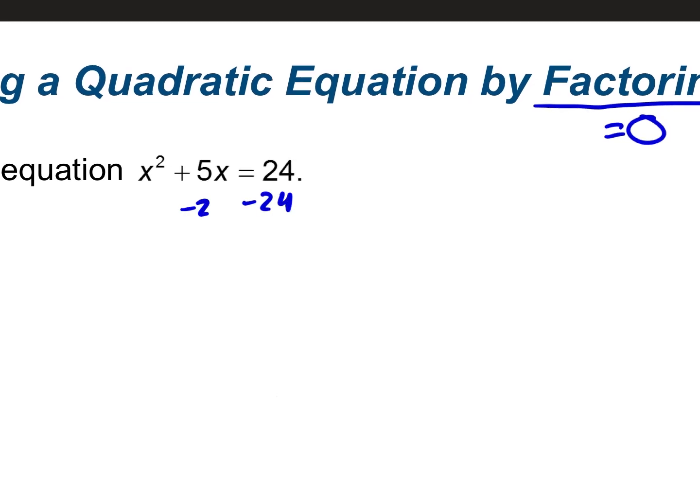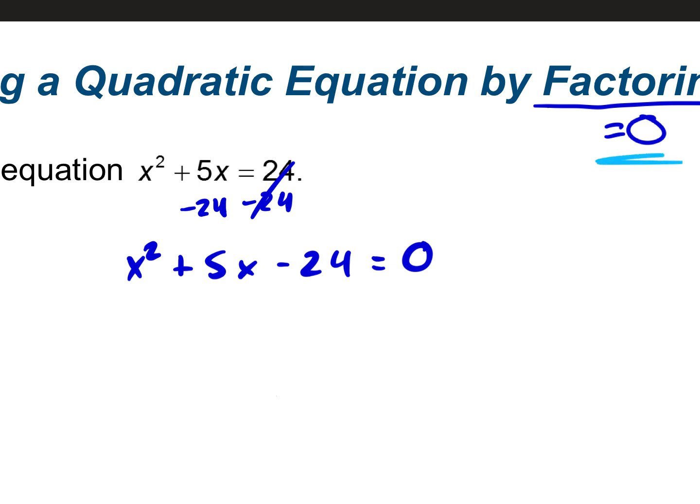Subtract 24. So let's put it in standard form. When we do that, we have x squared plus 5x minus 24 is equal to 0. Once it's in standard form and equal to 0, we can factor. So what are two factors of negative 24 that add to 5? Positive 8 and negative 3. Perfect. So this factors into x plus 8 times x minus 3.